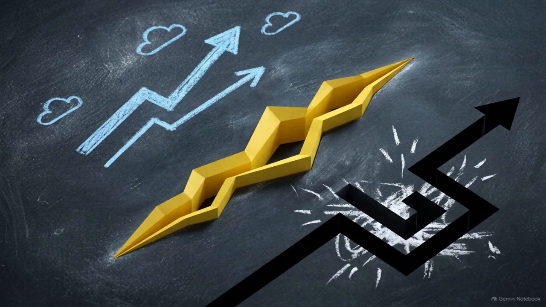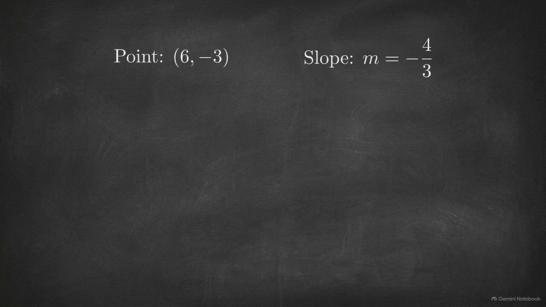That baseline method works flawlessly for positive numbers. But negative coordinates create a trap for beginners. Let's look at this setup. We need the equation of a line through 6, -3 with a slope of -4/3. Watch your signs during substitution.